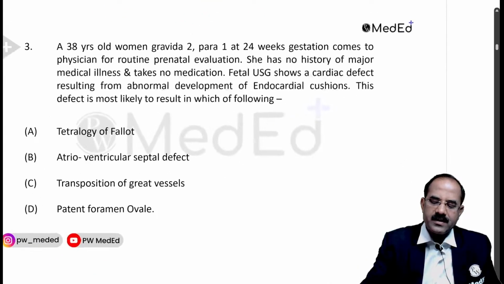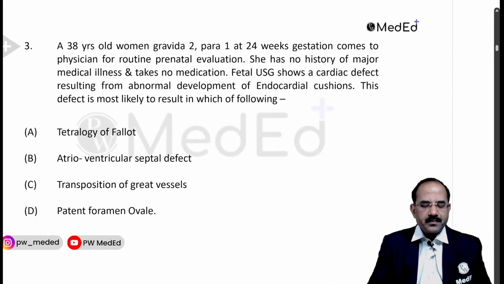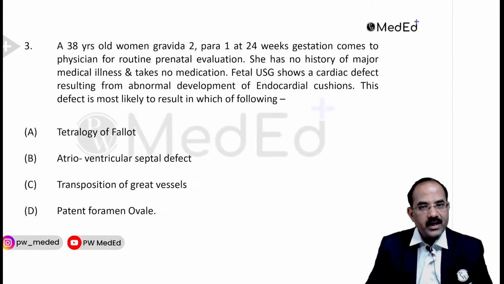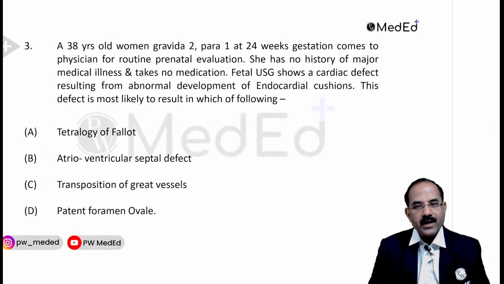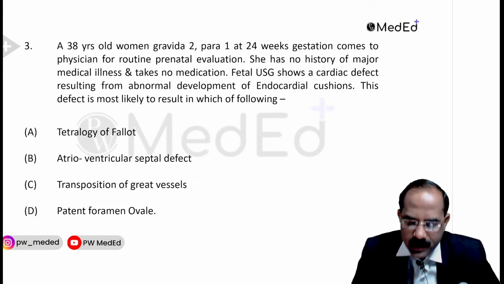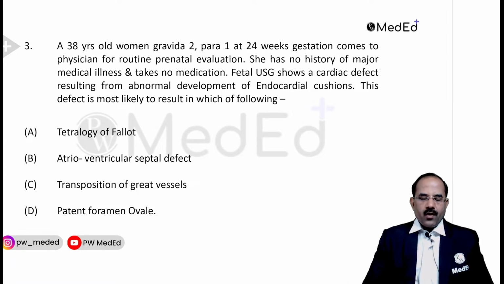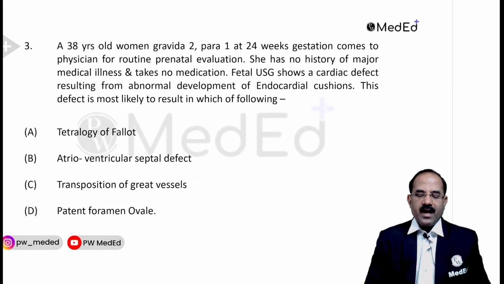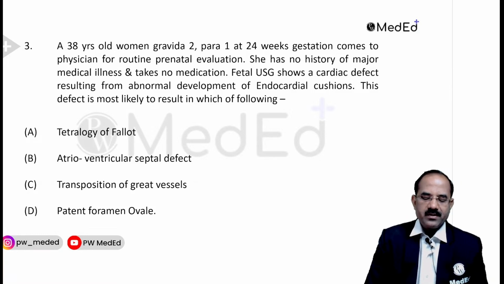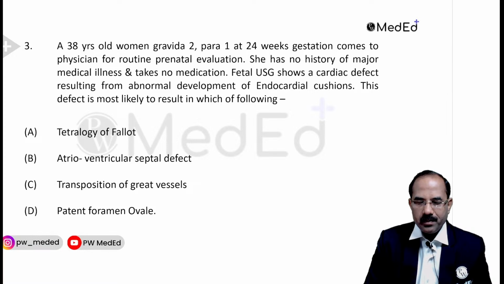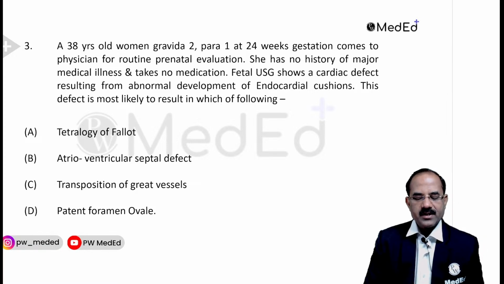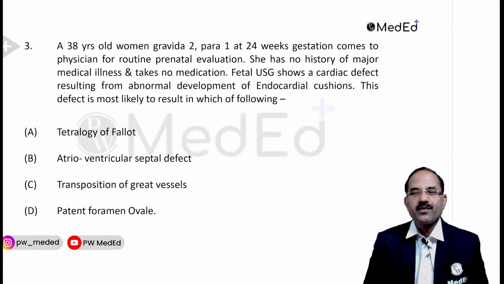Come on, answer this. We come to the next MCQ. A 38 years old woman, gravida 2, para 1, at 24 weeks gestation comes to the physician for a routine prenatal evaluation. She has no history of major medical illness and takes no medication. Fetal USG shows a cardiac defect resulting from abnormal development of endocardial cushions. This defect is most likely to result in which of the following?